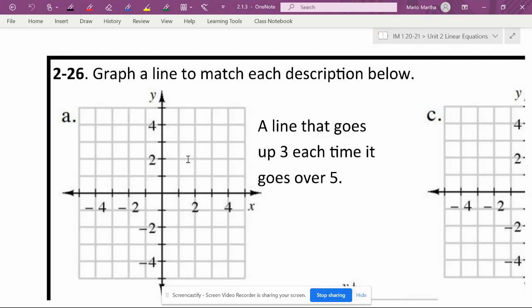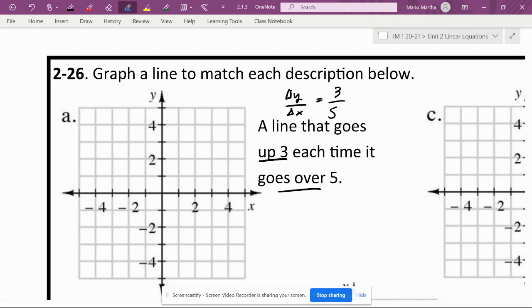So we're going to start with part A right here, the line that goes up 3 each time and then goes over 5. So again, when they were describing if something's going up, they're talking about our change in y, and then goes over, in this case to the right, 5. So that's our change in x. So we're looking for a line that has a slope of 3 over 5.